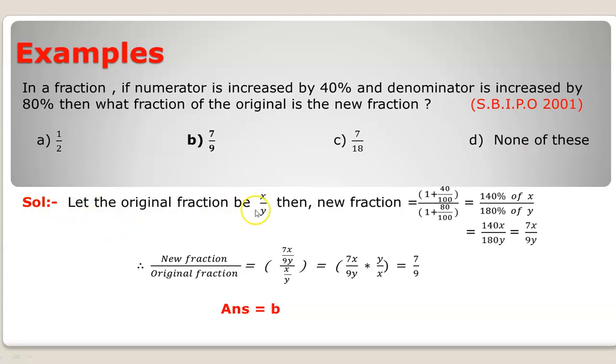Let the original fraction be x upon y. Then the new fraction equals, observe the question. If the numerator is increased by 40%, increase means added. So increase by 40%, so 1 plus 40 upon 100, divided by, the denominator is increased by 80%, so can be written as 1 plus 80 upon 100. Cross multiply the term, 100 into 1 is 100 plus 40, so 140 upon 100. That's why it can be written as 140% of x.